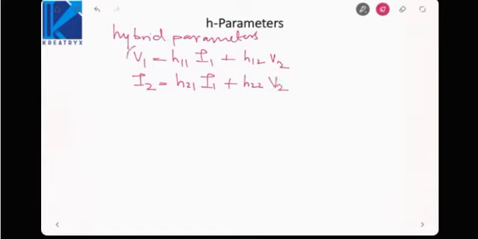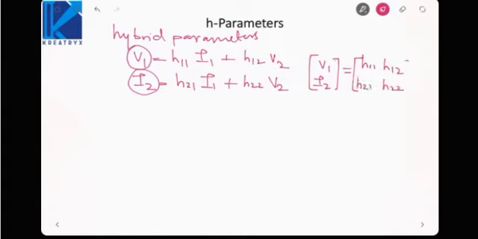So, if you see voltage of port number 1 and current of port number 2, that is, it is a mix of the impedance and the admittance parameter, hence it is known as hybrid parameters. In matrix form, it can be expressed as V1 I2 is equal to H11 H12, H21 H22, times I1 V2.